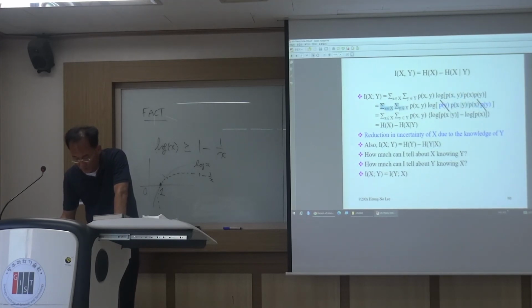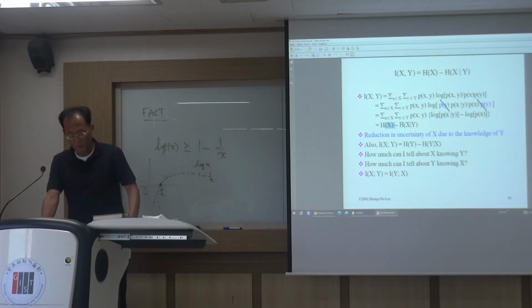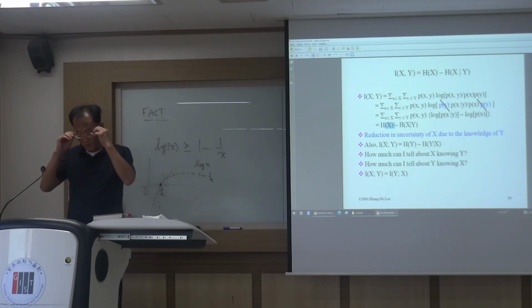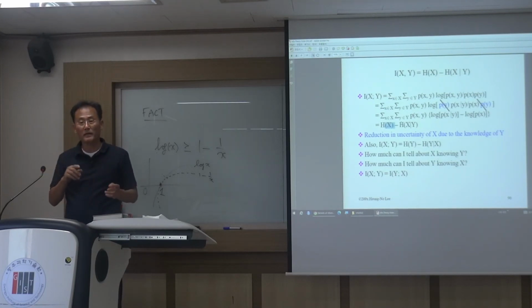And then if you apply this summation to the first one, you notice that that is conditional entropy, which is H(X|Y). And then for this part, you have H(X). So H(X) minus H(X|Y).